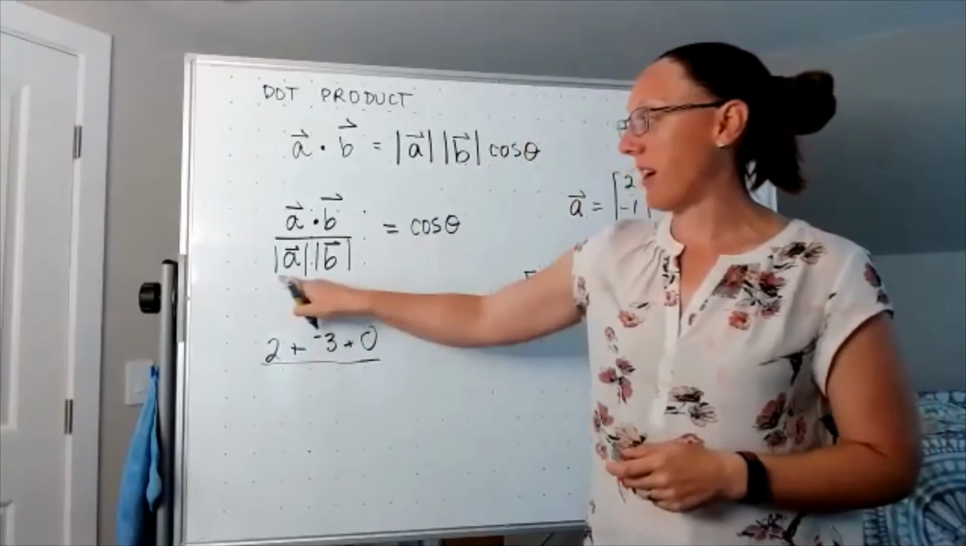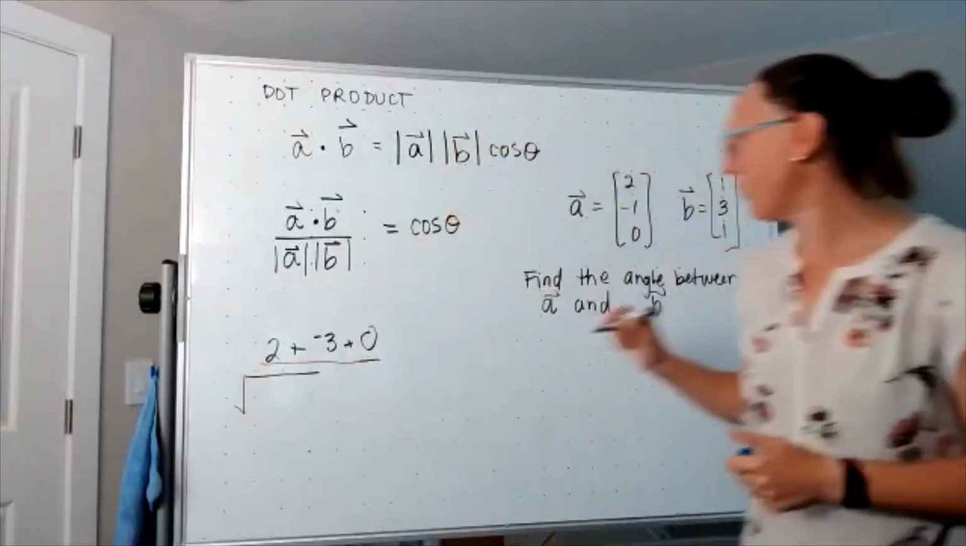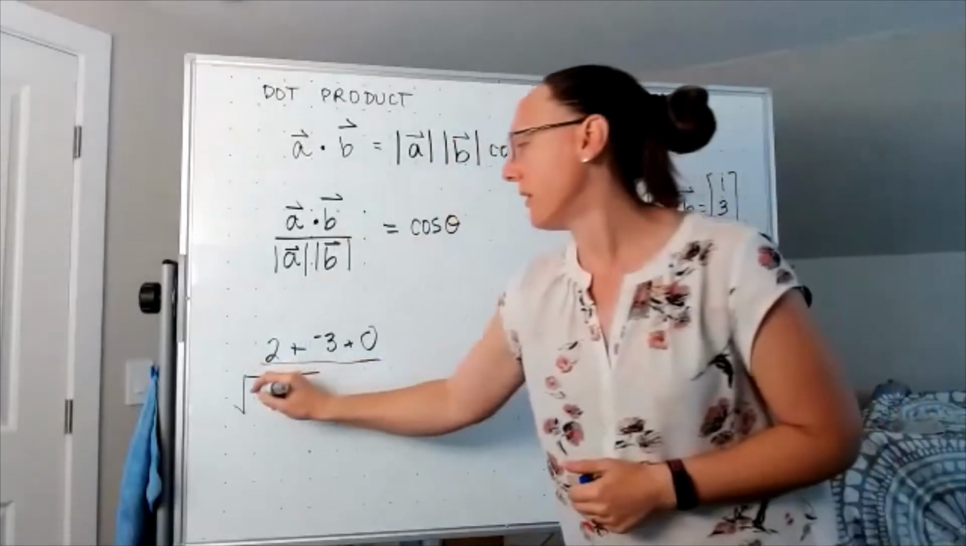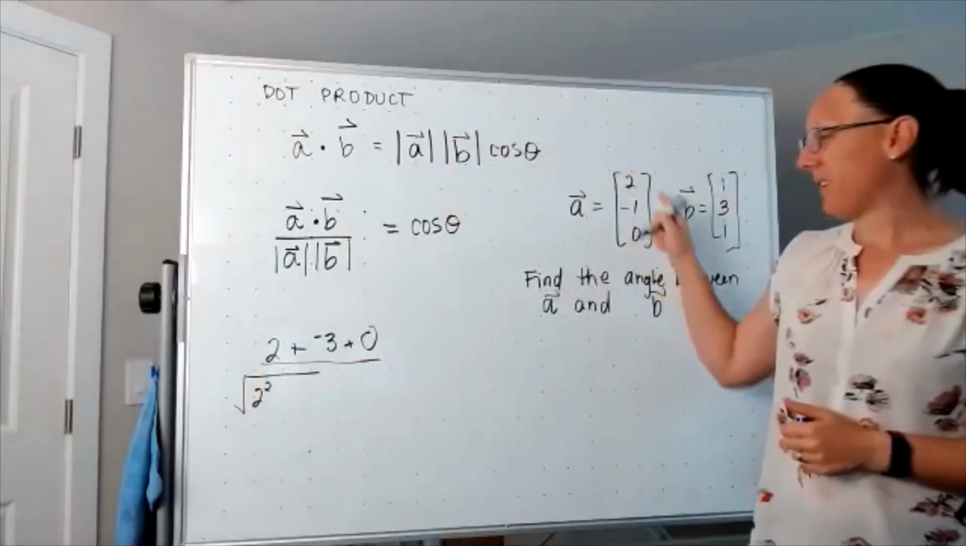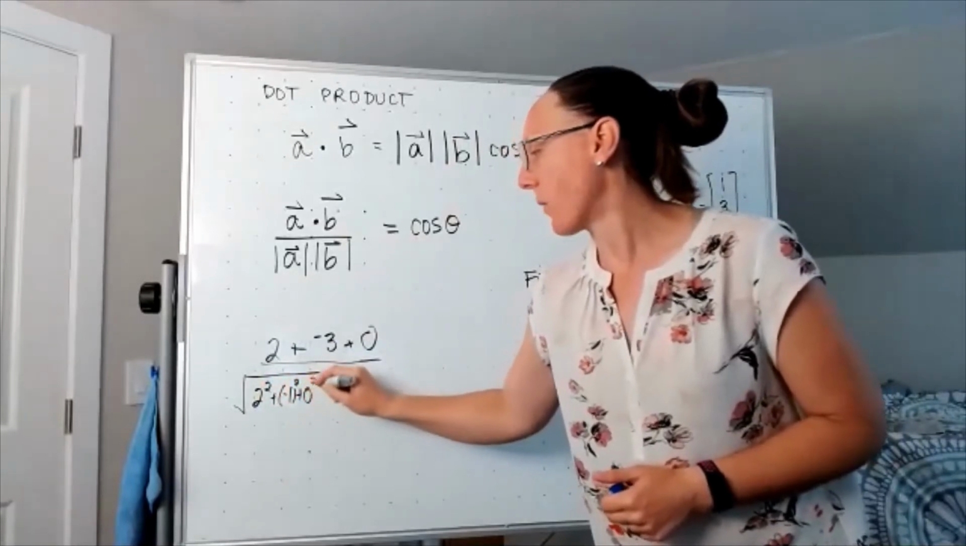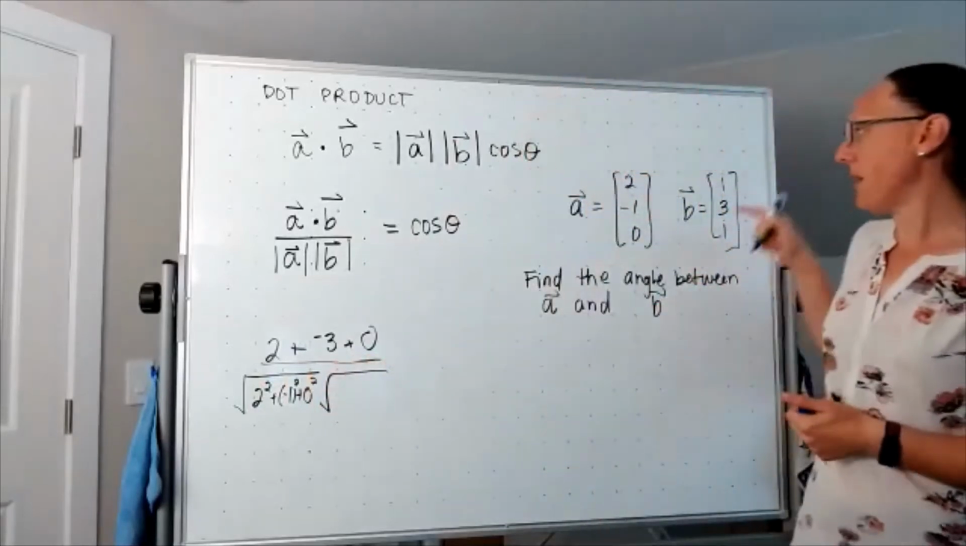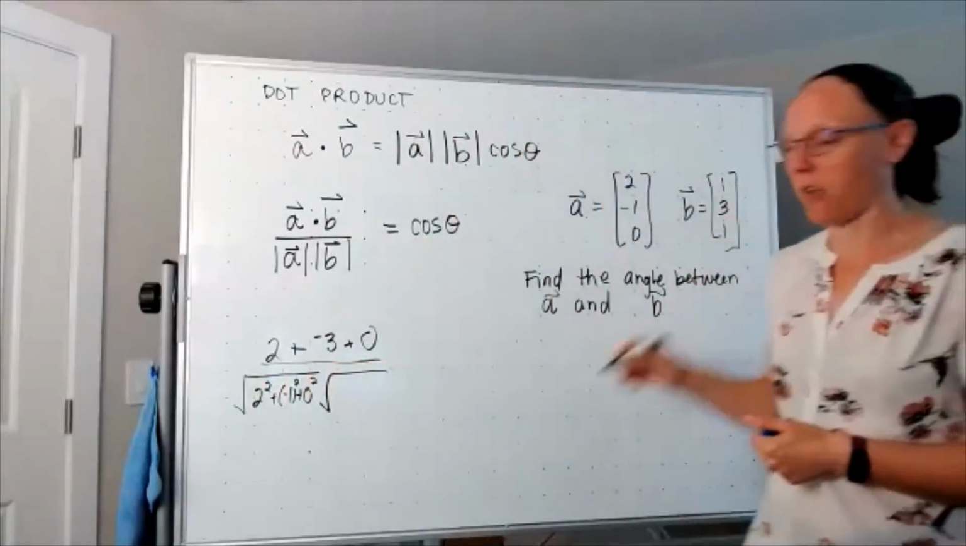In my denominator, I need the magnitude of A times the magnitude of B. So for my magnitude of A, I'll have 2 squared, -1 squared, and 0 squared, all under that square root. And my magnitude of B, 1 squared plus 3 squared plus another 1 squared.